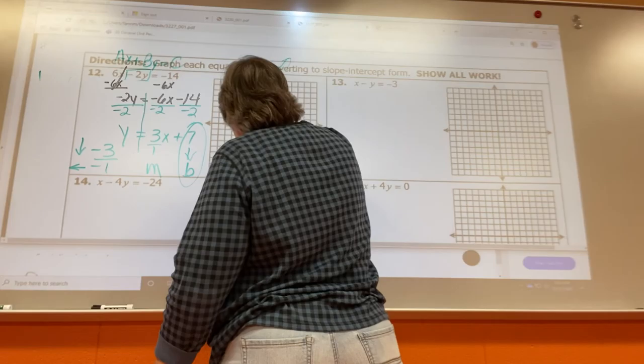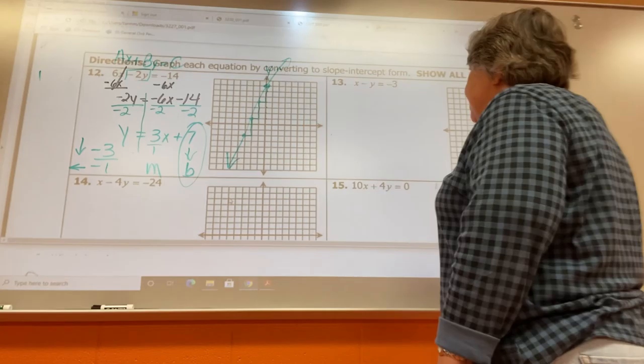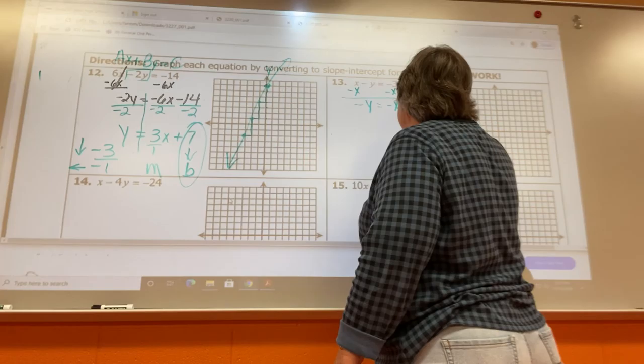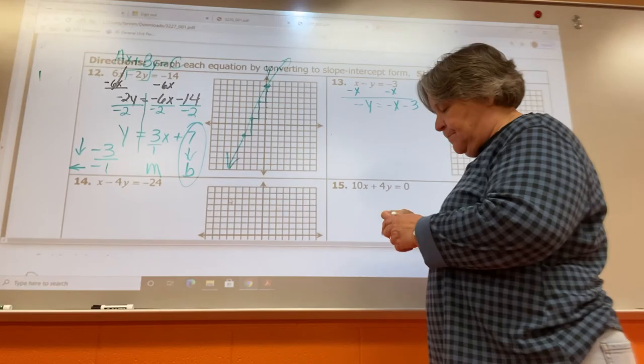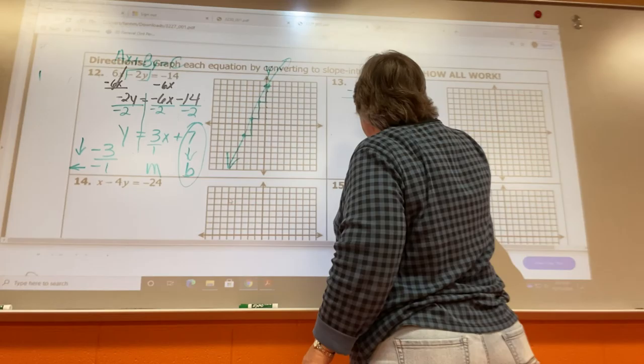Okay, for these, they want you to convert to slope-intercept form. Right now, these are in standard form. You need to know that. When you start doing standardized tests, you're going to see more of that. You're going to see more in standard form. But this is AX plus BY equals C. And for it to be in slope-intercept form, I need it to be Y equals MX plus B.